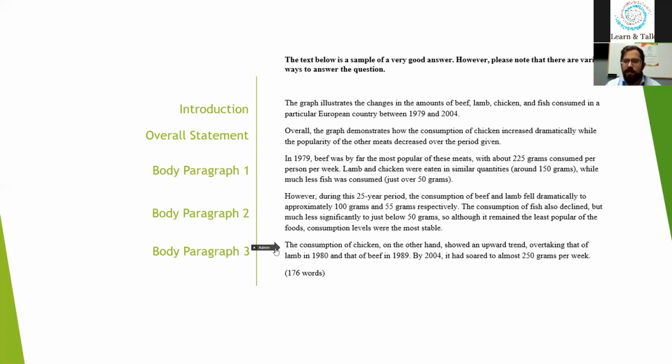So you are still trying to organize your thoughts, right? So here we have in 1979, where does everything sit? Then we have how do things change, and the changes are compared. And then finally, we just look at, okay, let's look at chicken now. What happened to chicken? So they're organized according to ideas and they give specific details. So this is a very good example of a very good answer to task 1.